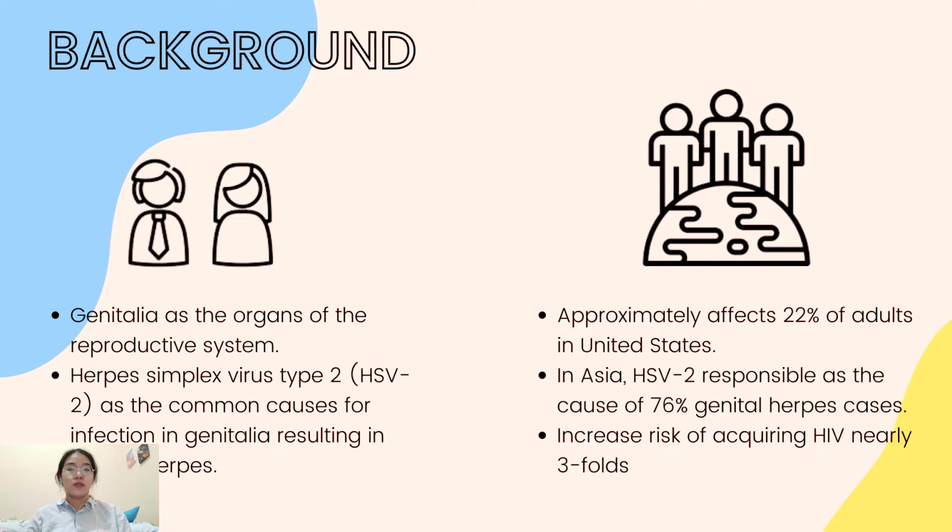Next. Genitalia as the organs of the reproductive system of female and male consist of the internal and external parts. Herpes simplex virus type 2 is one of the common causes for infection in genitalia resulting in genital herpes. As one of the most common sexually transmitted infections, HSV-2 has approximately affected 22% of adults older than age 12 in the United States. A study about epidemiology of HSV-2 infection in Asia proved it as the etiological cause of 76% of genital herpes cases. The increasing numbers of cases in transmission of HIV have also been linked to HSV-2 infections, as it increased the risk of acquiring HIV nearly threefold.